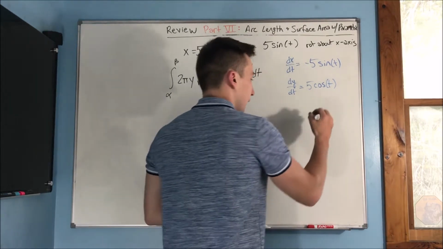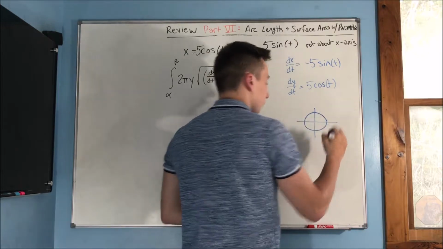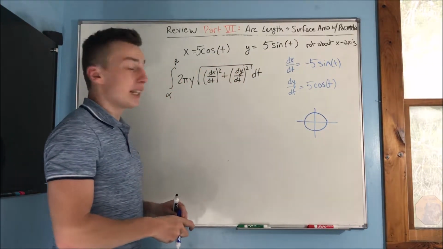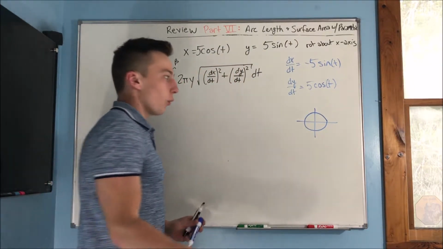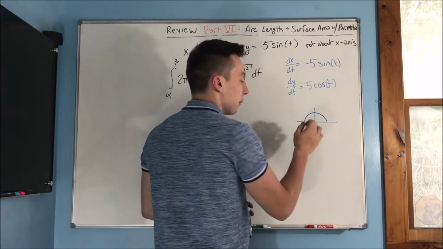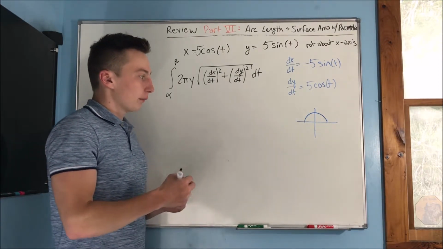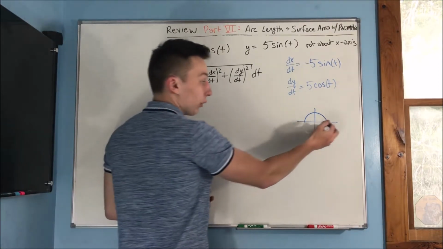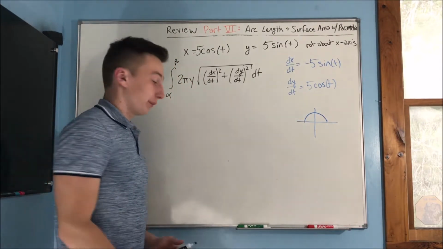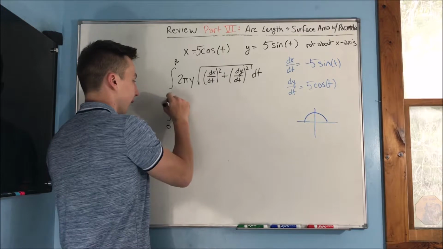I erased it, but we still have that graph that we created. Okay, but if we're rotating it about the x-axis, we really don't need to worry about everything below the x-axis, because it'll get covered when we rotate it all around. So we only have to really integrate from 0 to pi.